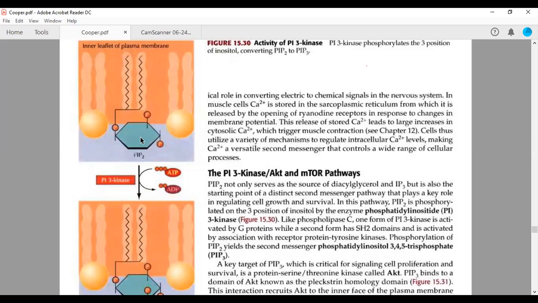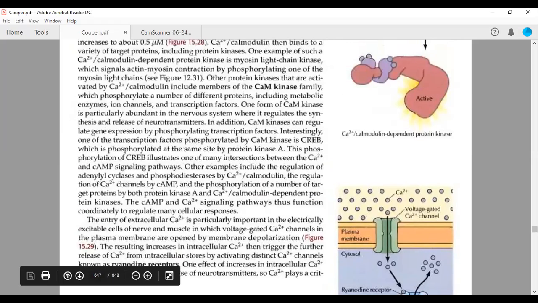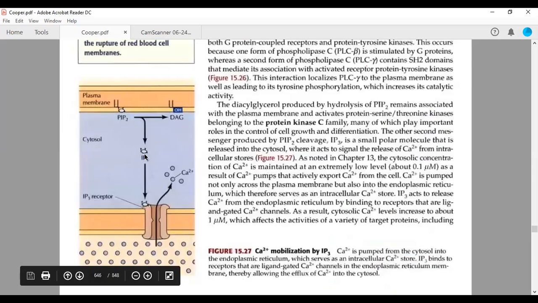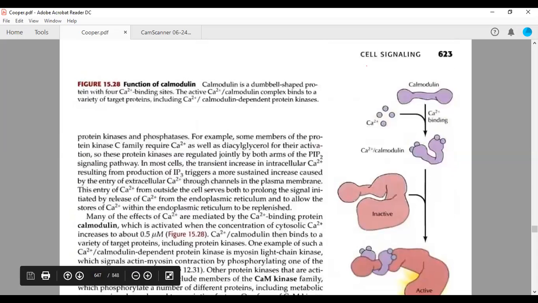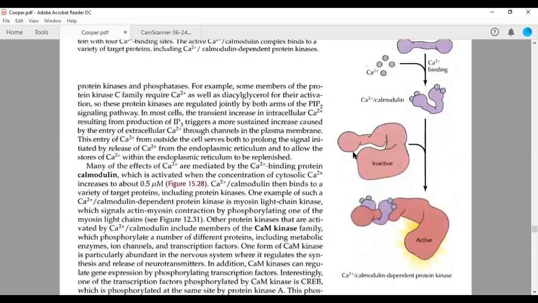IP3 is a small polar molecule, so it will go into the cytosol and will be able to bind to the ryanodine receptors, so that these can come into the cytosol. IP3 is a small polar molecule in the cytosol. It will bind to the receptors for calcium ions and open those calcium ion channels, so that the calcium ion concentration within the cytosol will increase, and the calcium ions will be able to activate some of the calmodulin protein or some inactive protein kinases.